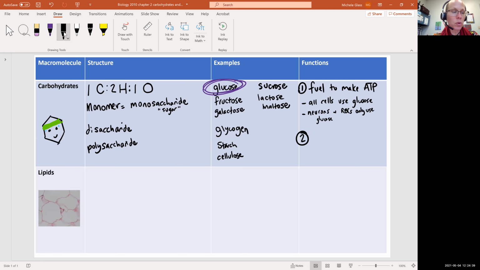The second important function that we see in the body is cell structure. I'm going to actually write in here cell membrane structure. So we'll see carbohydrates pair with lipids that we're going to talk about in a minute and make glycolipids that are going to be important in cell membrane structure. Carbohydrates can pair with proteins that we're going to talk about soon and form what are called glycoproteins. And those are important in cell membrane structure.